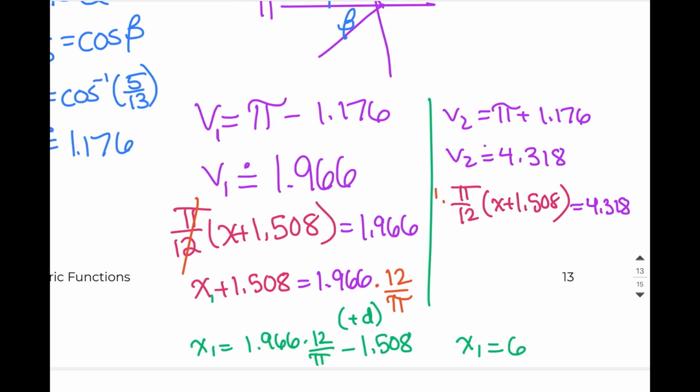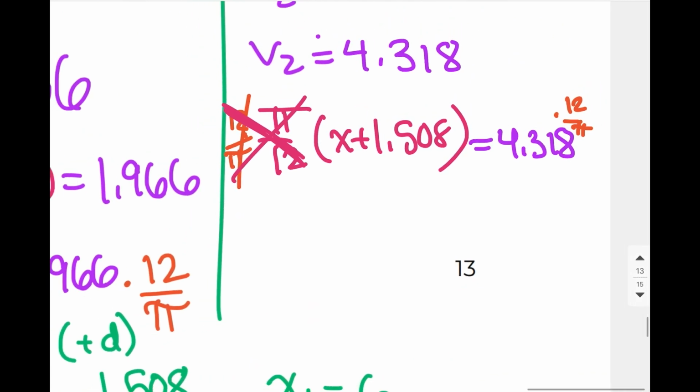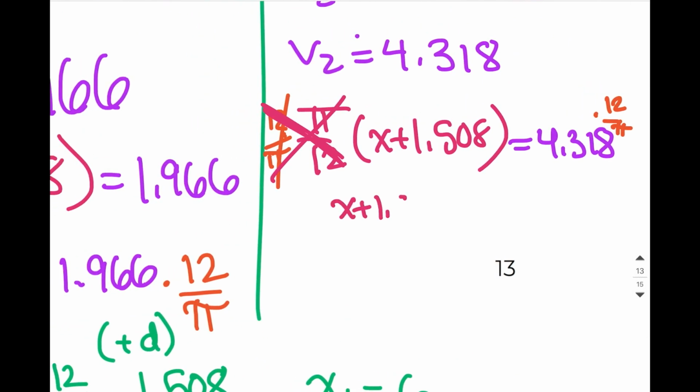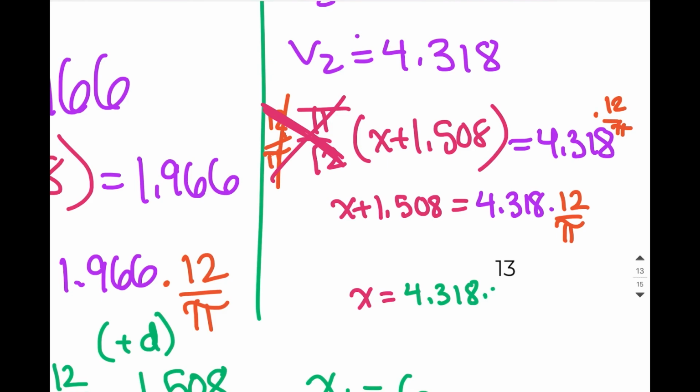So same thing here, I'm going to multiply by 12 over pi to cancel these out. Whatever I do on one side, I have to do on the other side. So I end up getting right here, so these are gone, right? So this 12 goes away, this pi goes away. So I end up getting x plus 1.508 is equal to 4.318 times 12 over pi. Now I need to subtract this 1.508 over, so x would be equal to 4.318 times 12 over pi minus 1.508.